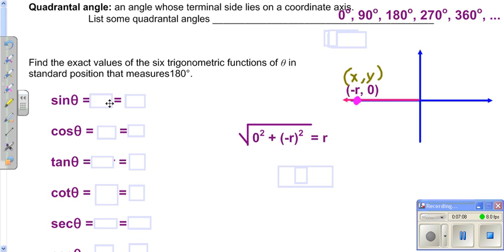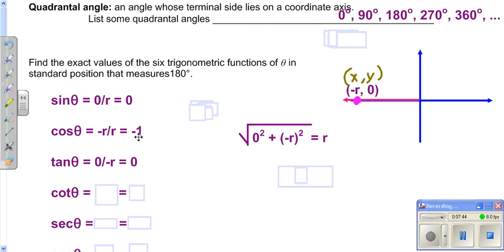Now, sine, you can't use the idea of opposite and adjacent or hypotenuse for this one. You need to go back and use the idea of y over r. So it's your y-coordinate of 0 over your r, and 0 over anything is 0. Cosine is your x-coordinate, which is the negative r, over r, and you get negative 1. Tangent is your y-coordinate of 0 over your x-coordinate of negative r, and 0 over anything is 0.